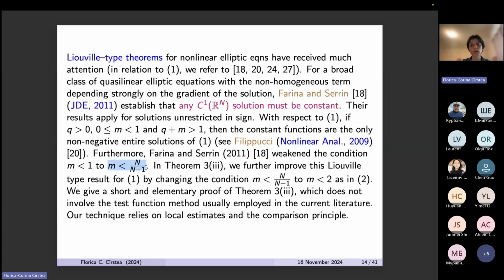But what we do is actually improve this Liouville result further, with a completely different technique. We are proving that you actually don't need the condition M less than N over N minus 1. You can go up to M less than 2. Our proof is short and elementary and does not involve the test function method that is usually employed in the literature. So it's a different method that we use to prove our Liouville result, extending the range to M less than 2. We use local estimates and the comparison principle, and I will show you how we were able to do it.